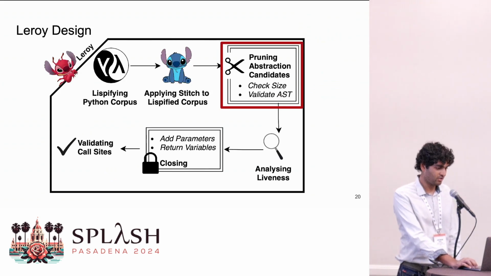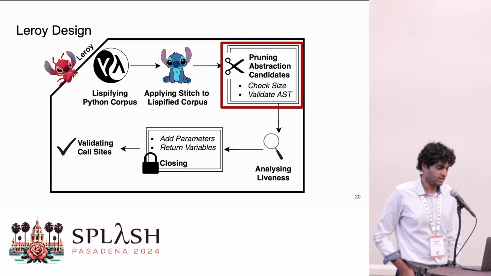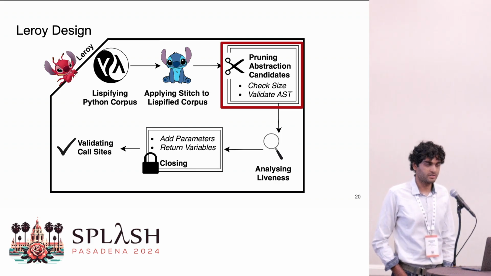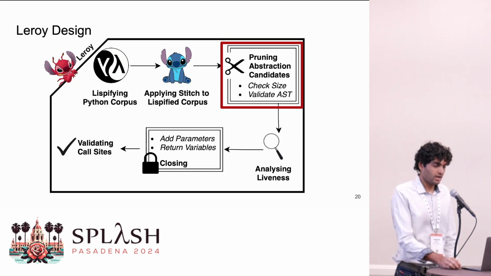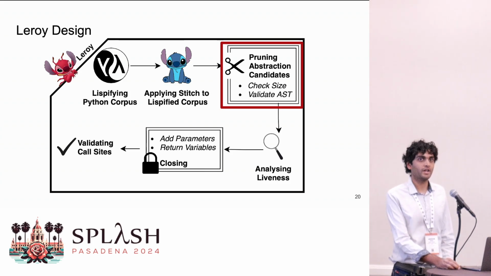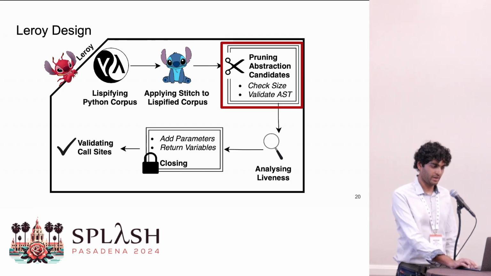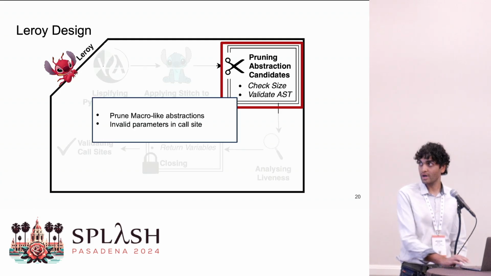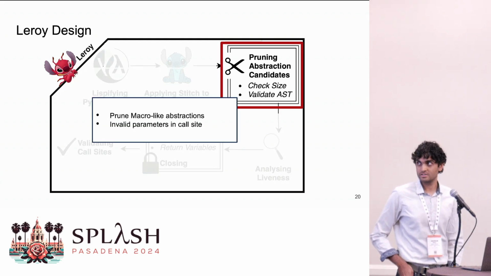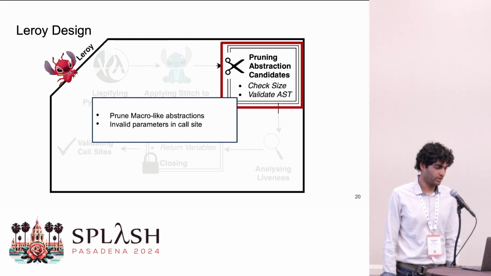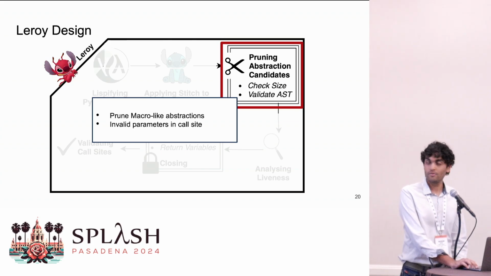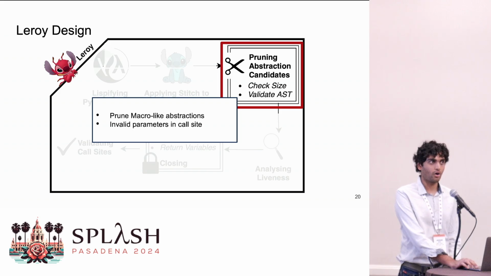Next, let's take a look at how we filter out invalid candidates from Stitch. Like I said before, Stitch doesn't know anything about Python, and so it generates many candidates which don't make sense. And we found two kinds of abstractions that are invalid in Python. One we call macro-like abstractions, and another one where it calls the abstraction incorrectly.